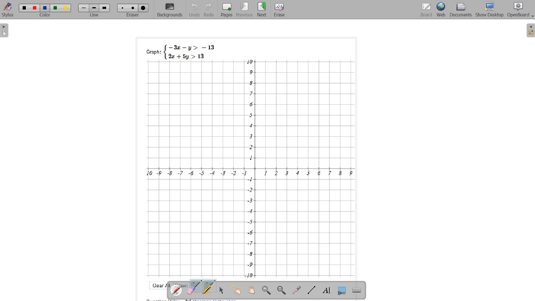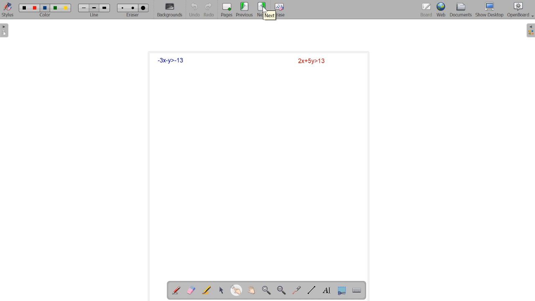Okay, this video is to show you how to graph a system of linear inequalities when you may not have integer values to plot. So let's take a look at this one. We can see that we have negative 3x minus y is greater than negative 13, and 2x plus 5y is greater than 13. Going to the next page, I have already written these down.